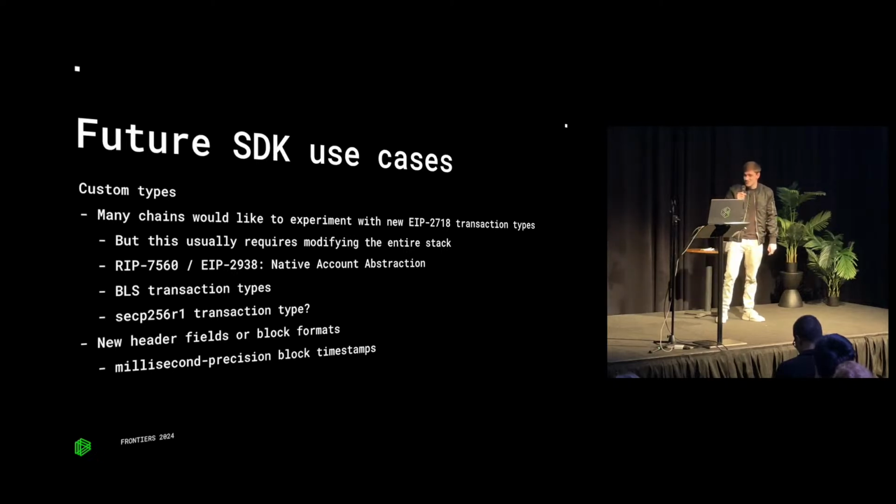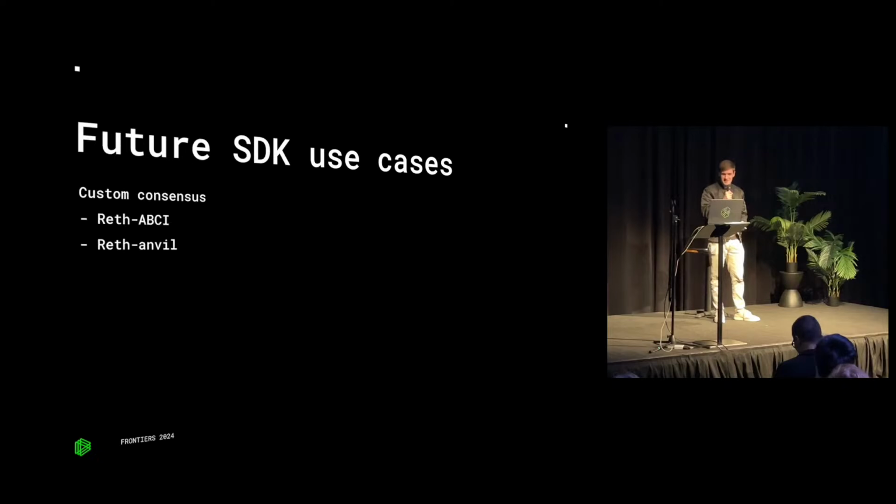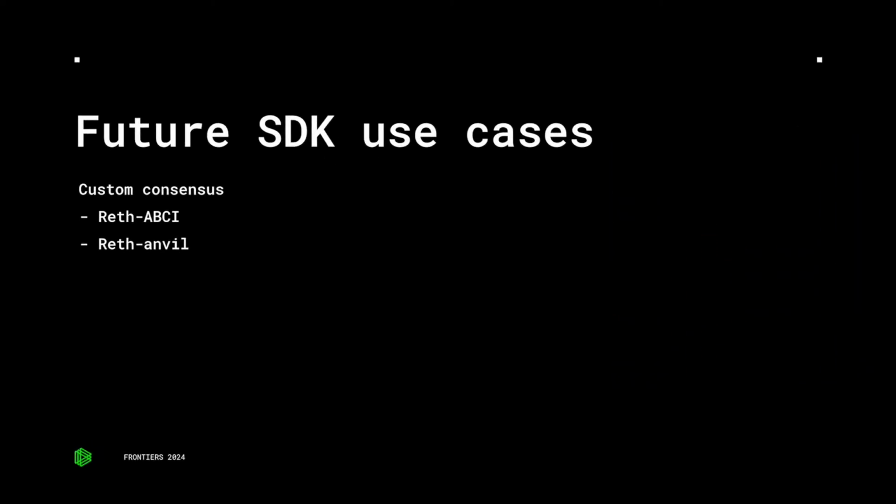Additionally, header and block fields, one example is millisecond precision block timestamps. Some chains run at lower than 1 second block time, so you need more precise timestamps. Consensus is also pretty interesting. You could build Reth Anvil with it, if you've ever used Anvil in Foundry. It'd be nice to be able to use all of the things you can use with Reth. And Reth ABCI is also very, very interesting. You could do some Cosmos Reth type stuff.